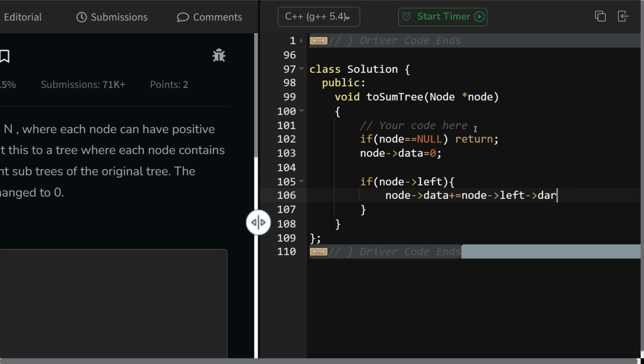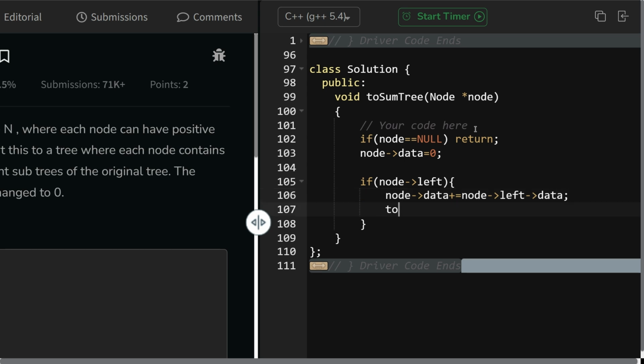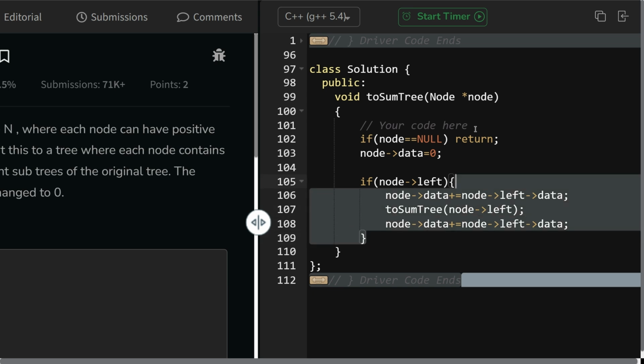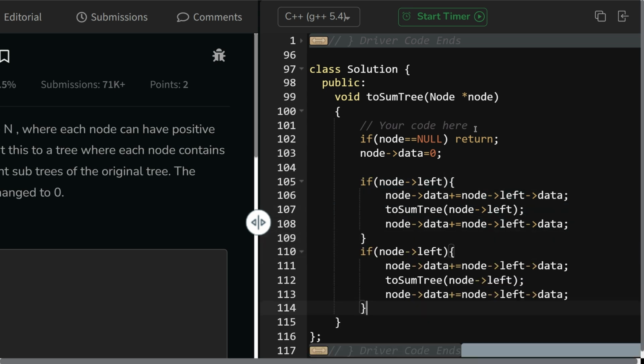data. Then call the function sum tree for node left, and then change the value again, that is not change but increment, that is node data plus equals node left data. As discussed, the first increment is for the current children and the second increment is for the grandchildren's data, right? Now it is time for us to copy it and go for the right part also. So I will just change each left to right and my work is done for the code.